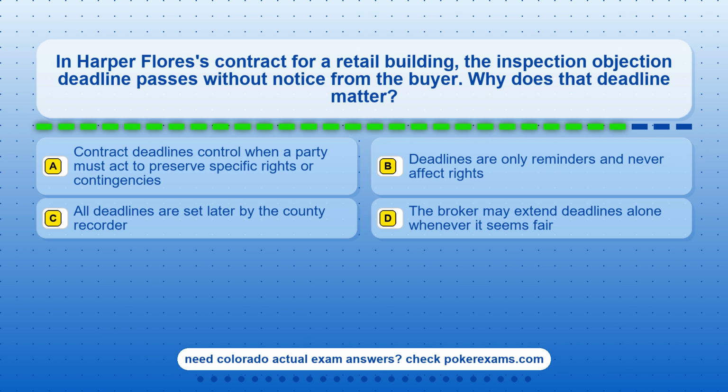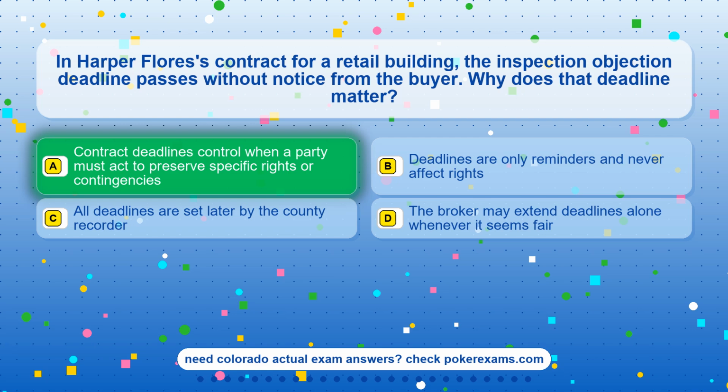Question 14. In Harper Flores's contract for a retail building, the inspection objection deadline passes without notice from the buyer. Why does that deadline matter? Option A. Contract deadlines control when a party must act to preserve specific rights or contingencies. Option B. Deadlines are only reminders and never affect rights. Option C. All deadlines are set later by the county recorder. Option D. The broker may extend deadlines alone whenever it seems fair.